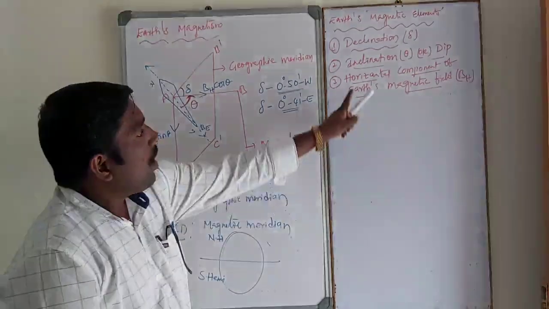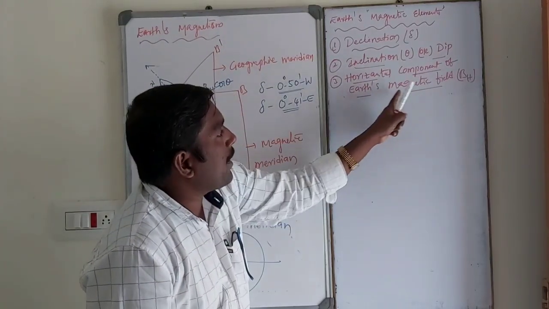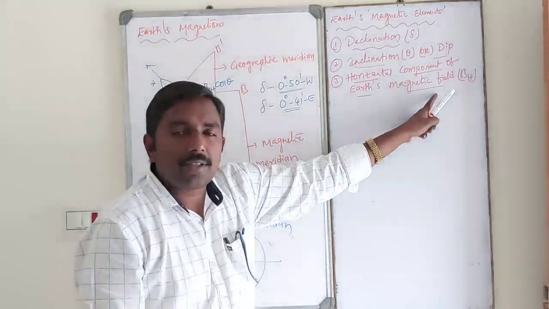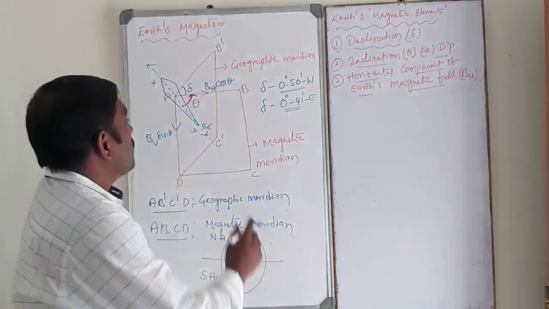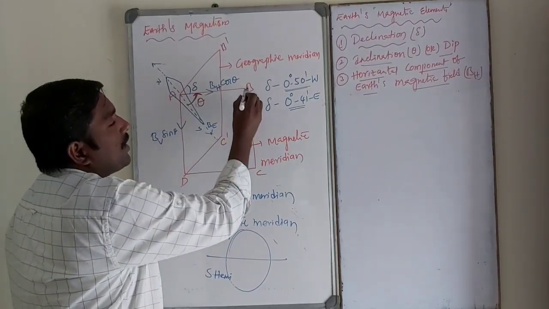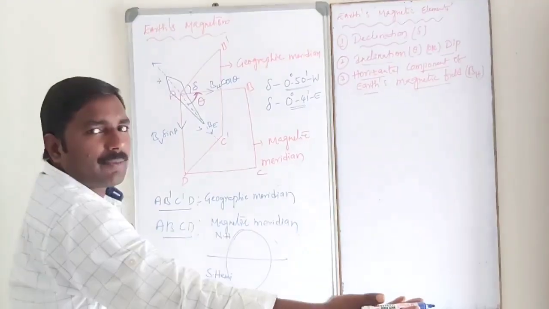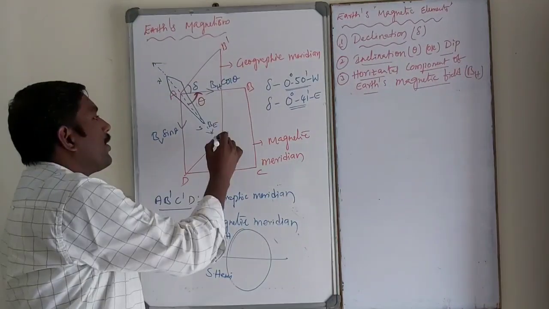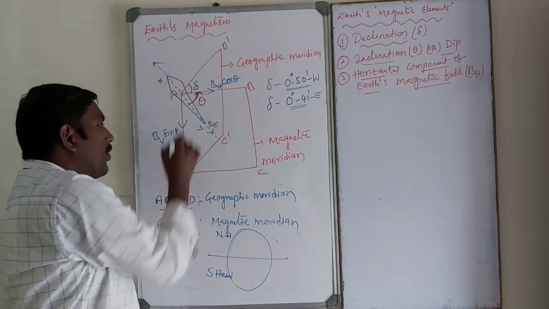Horizontal component of Earth's magnetic field means what? The component of Earth's resultant magnetic field along horizontal is called the horizontal component of Earth's magnetic field, and the component of Earth's magnetic field along vertical.